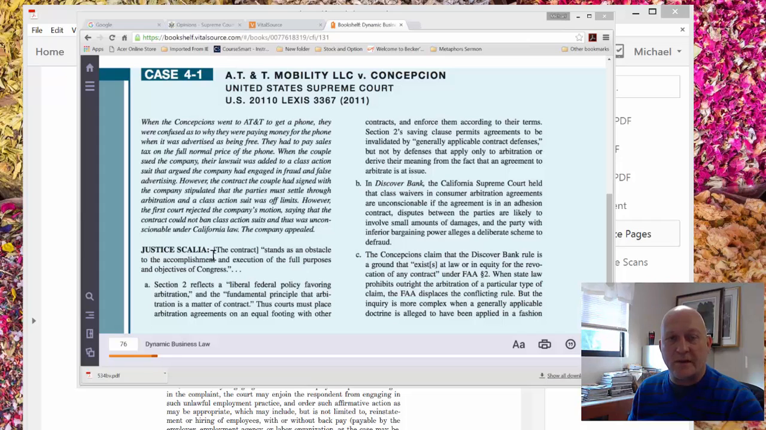And so in this particular case, as you may know, the Supreme Court has 9 justices. This was a 5-4 decision. 5 of them agreed along with Scalia. Scalia wrote the opinion, and then there were 4 dissenting judges. So Scalia wrote this opinion of the majority.